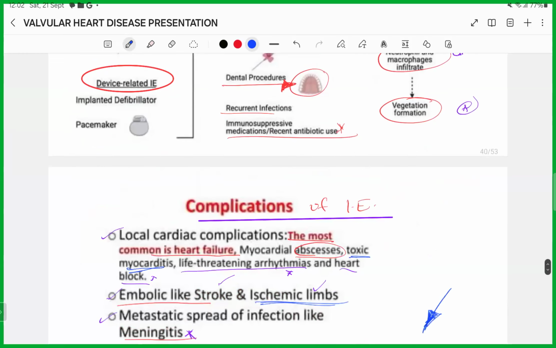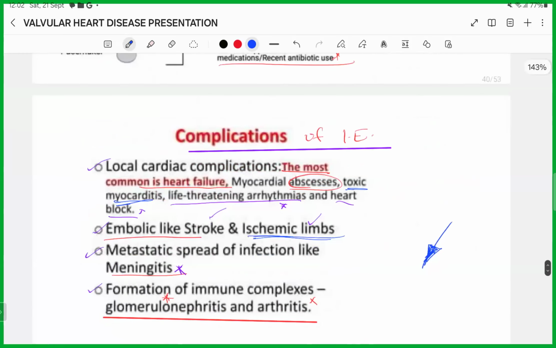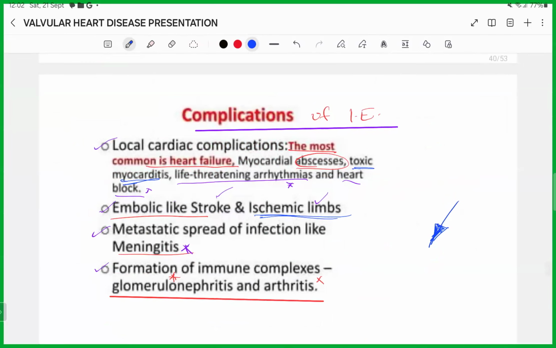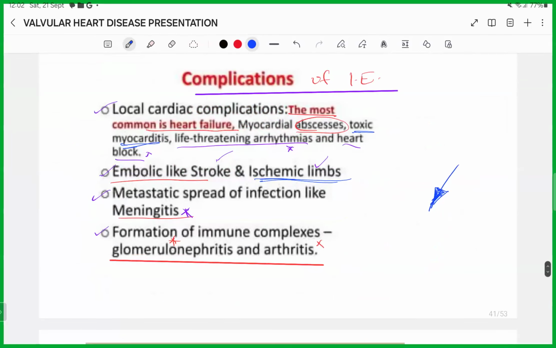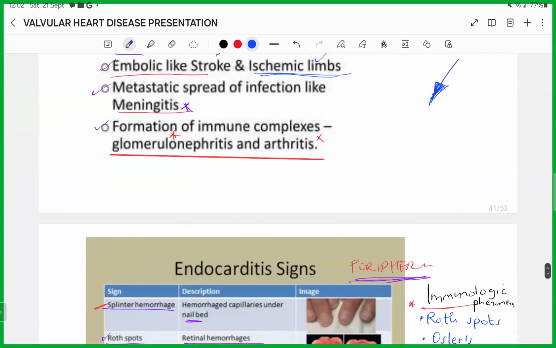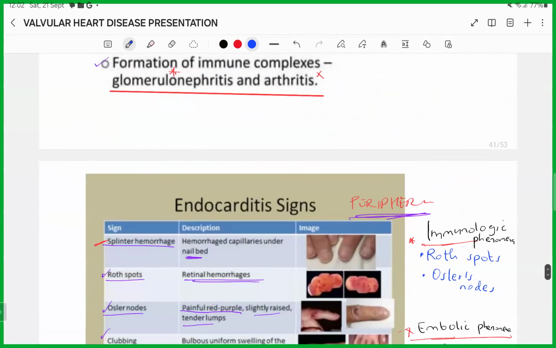And so complications of infective endocarditis include heart failure. That's the most common. And then you may have abscesses within that area where the bacteria are developing, and then arrhythmias, etc. You can have, as I said, break off of those emboli, and they may cause strokes, ischemia of limbs, etc. And they may also spread to the brain, meningitis, etc., and may damage kidneys, joints, etc.